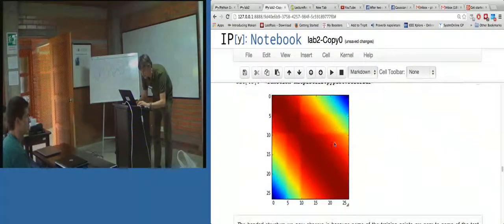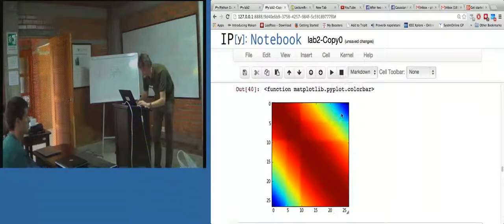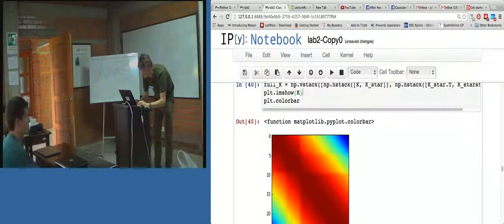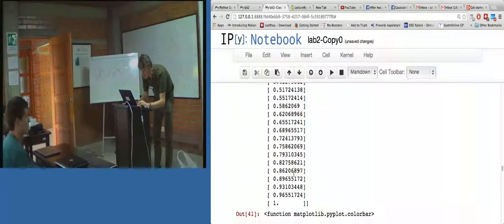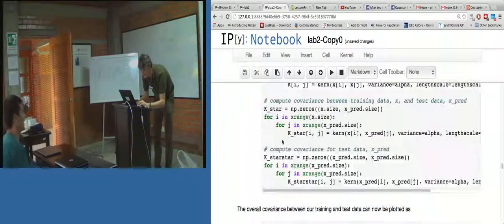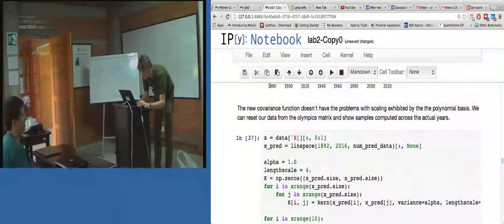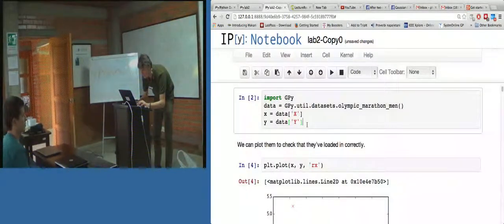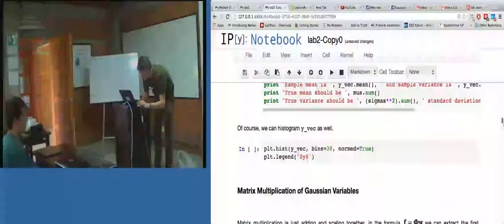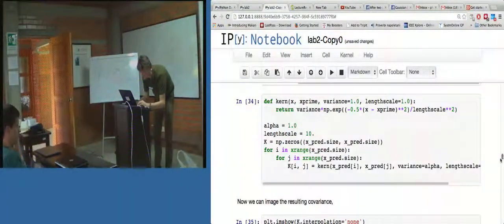Oh no, that looks all right. So this is the covariance for the training data. Let's do print x. Somehow this x is still scaled incorrectly. I think if I rerun that, then that'll fix it. I think that's fixed it.